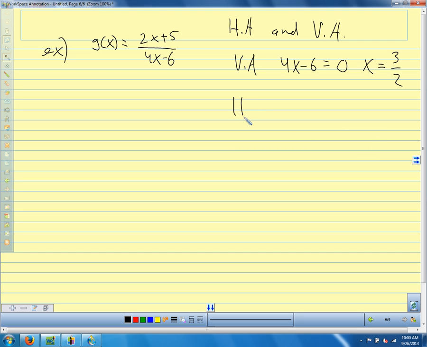The horizontal asymptote, we look at how the degrees of the numerator and denominator are related. How are they related? The same. So our horizontal asymptote is going to be at y equals 2/4 or 1/2, the ratio of the leading coefficients. So that's my horizontal asymptote.